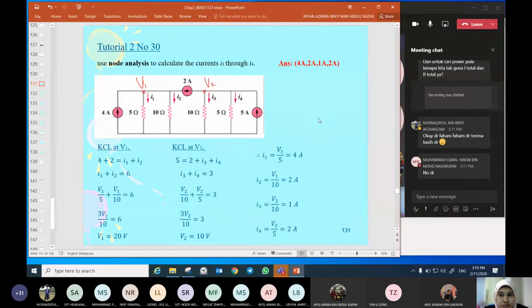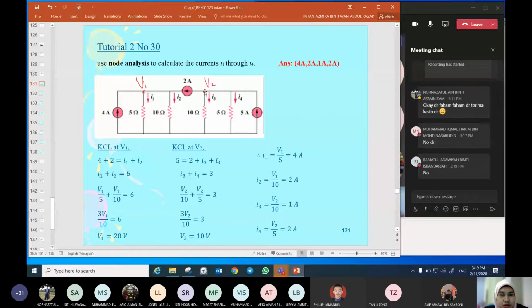I understand and notice. Good, Philip. Okay, so same goes for V2. Now we apply KCL at V2. What are the currents entering the node?